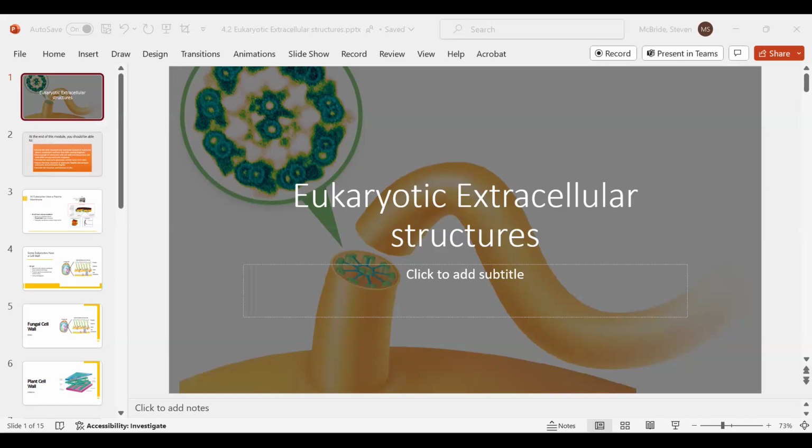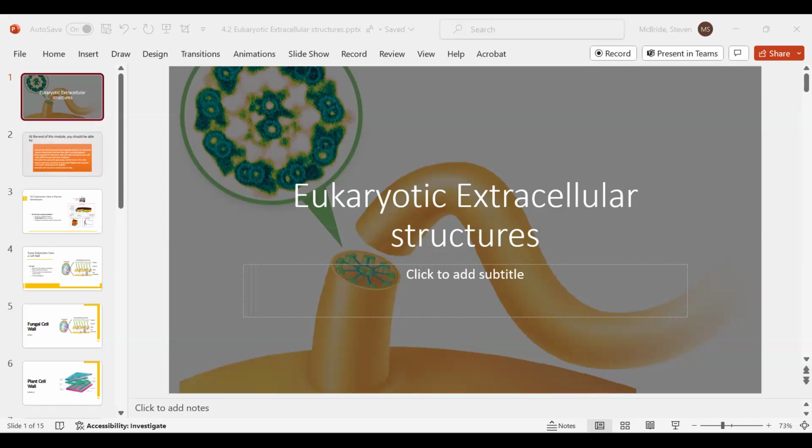Now, our intermediate filaments are more rope-like. They're a little bit smaller, and they can be made up of a host of different proteins. And what these do is they help contribute to the cell's strength. So it's tensile strength, its ability to withstand pressure.